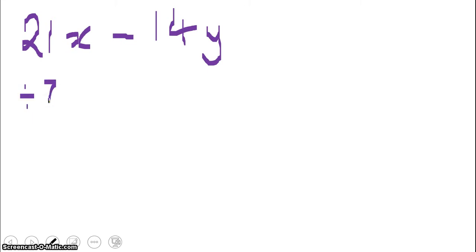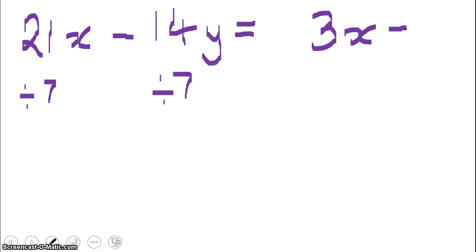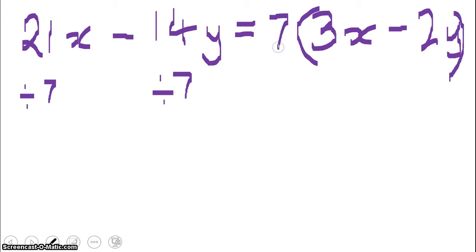If we have something like 21x minus 14y. Our common factor, 21 and 14, they both ring a bell. I reckon they're both in the 7s. So we'll divide by 7 on both terms, and that's our common factor. So 21x divided by 7 gives me 3x. Got a negative now, so negative 2y. Got to put our common factor out the front, so we divided by 7. So there's our factorised form.